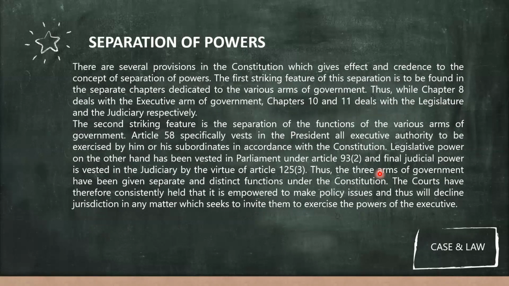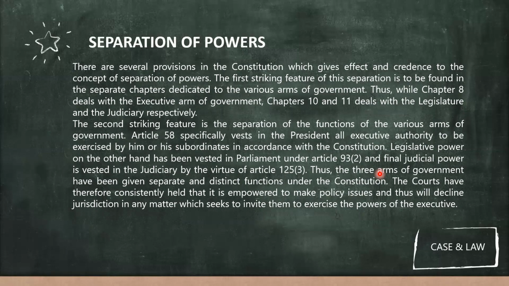So, separation of powers under the 1992 Constitution. You can see that Chapter 8 of the 1992 Constitution deals with the executive arm of government. Chapters 10 and 11 deal with the legislature and judiciary. So from the onset, you will notice that there are different arms of government, and that they are separate as captured under the 1992 Constitution.